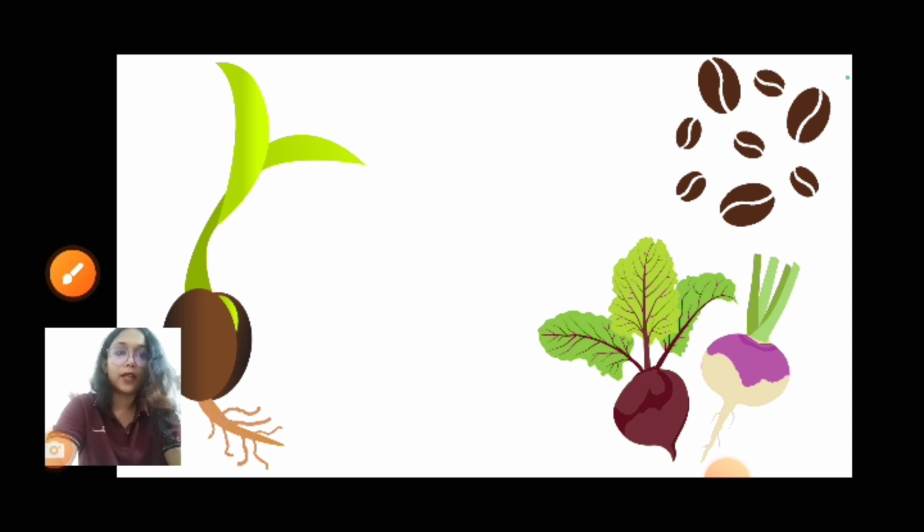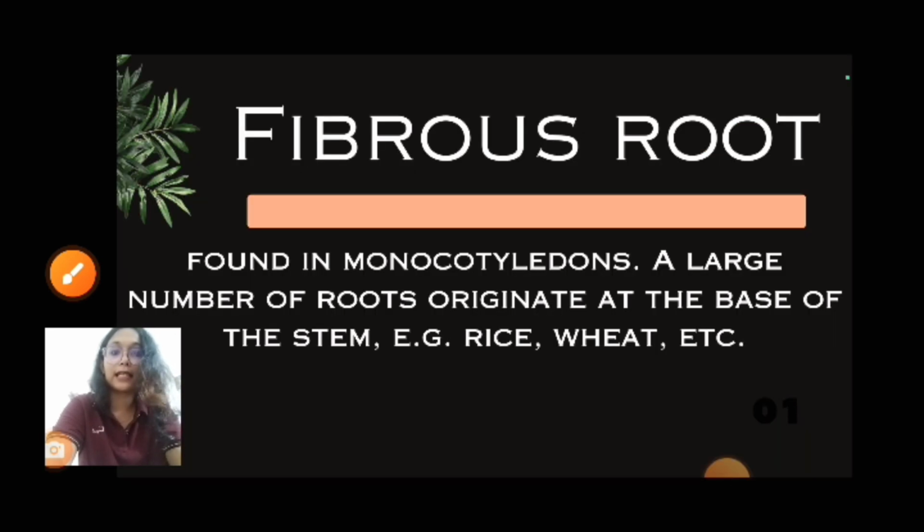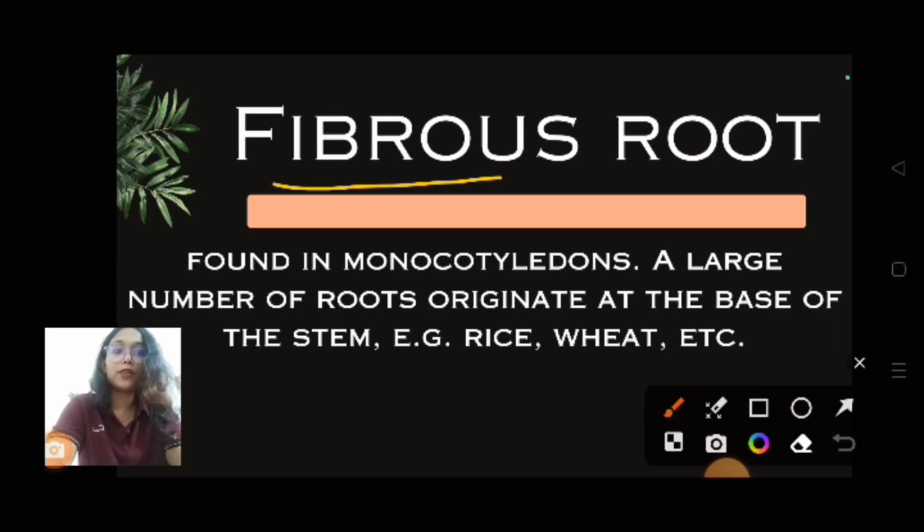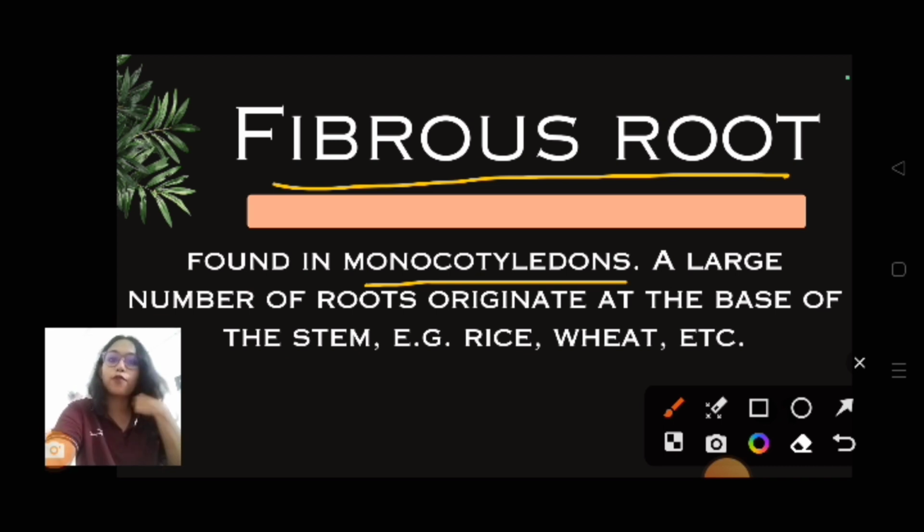Clear? Then moving on to the next slide. The next root is fibrous type of root. It is found in monocot plants. Like the previous one, it was found in the what? Dicot plant. Okay. So this one is found in monocot plant.